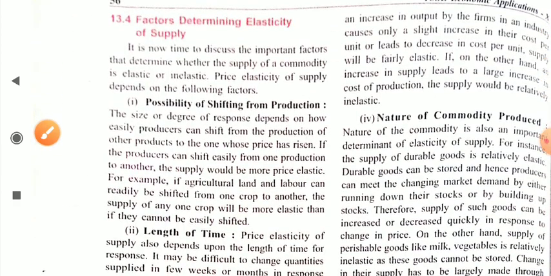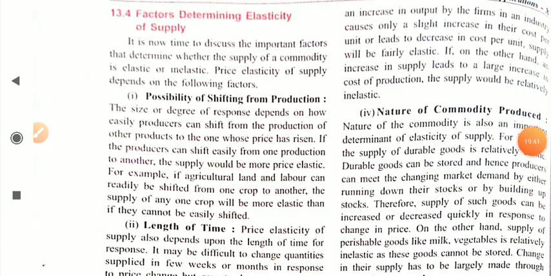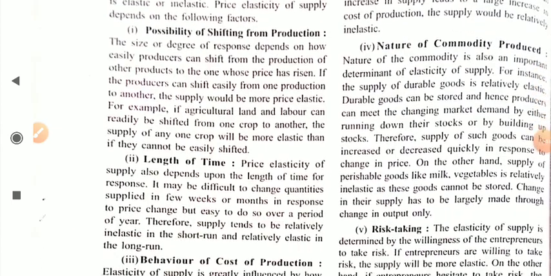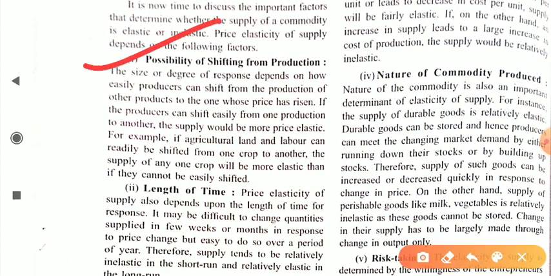Okay, now our last part is factors determining elasticity of supply. This is our last point, dear student. Factors determining elasticity of supply. Now elasticity of supply is determined by so many factors. Few of them are, number one, the possibility of shifting production.